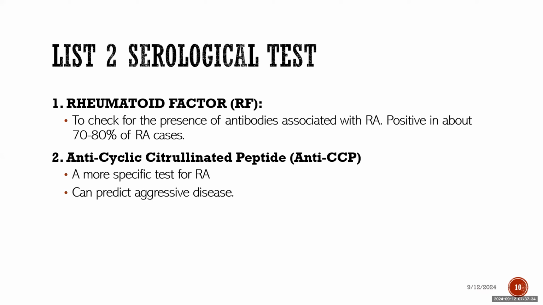So list two serological tests we want to do. I want to do the rheumatoid factor, to check the presence of antibodies associated with rheumatoid arthritis, which is said to be positive in about 70 to 80% of cases. And also the anti-cyclic citrullinated peptide, which is a bit more specific for rheumatoid arthritis as compared to the rheumatoid factor, and can predict an aggressive disease.